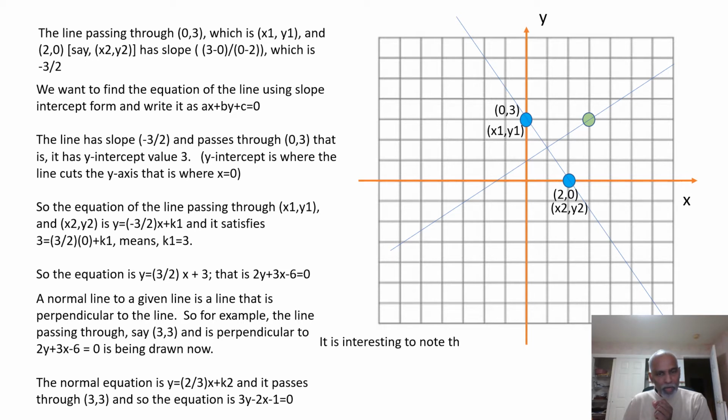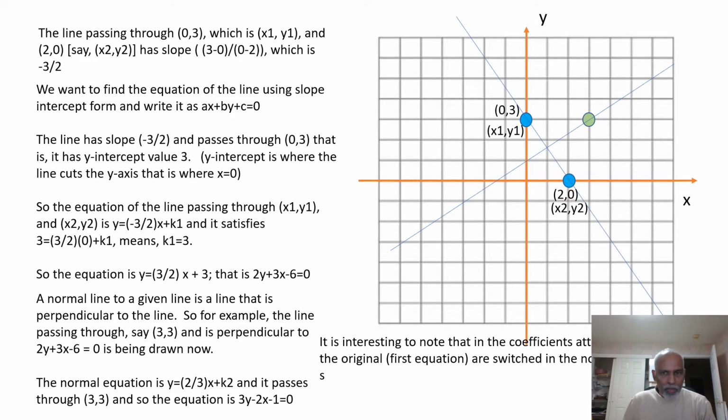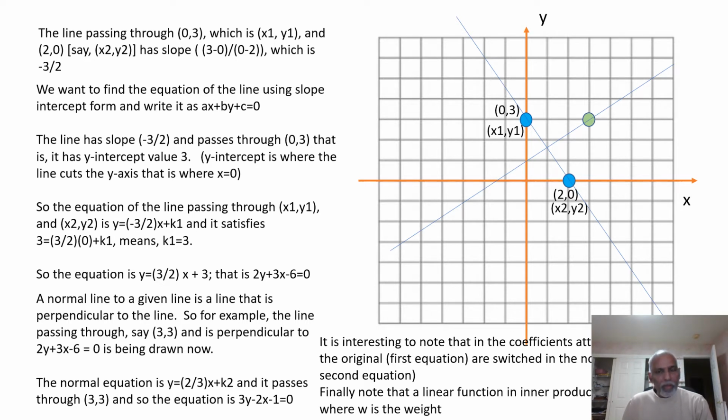It turns out that the normal line is 3y - 2x - 1 = 0, and it is of the same form, in general form, ax + by + c = 0. It's interesting to note that the coefficients attached to the original line are switched between x and y in the normal line. So the original line, passing through two points (0, 3) and (2, 0), is 2y + 3x - 6 = 0, but the normal line is 3y - 2x - 1 = 0. The constant terms are different, but that's not what I'm referring to. I'm only referring to the coefficients of the variables.